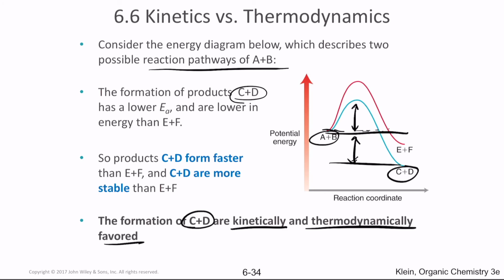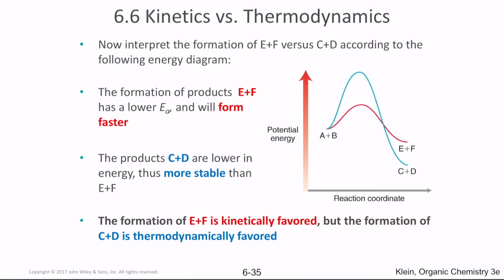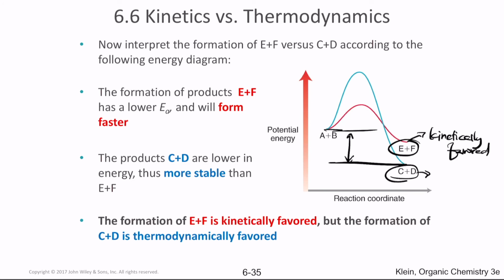But let's take another example where we would see a different concept. Let's say here I have A plus B forming E plus F and A plus B forming C plus D. Now kinetically, if you look at it, E plus F here is kinetically favored, but there is a larger difference in energy between A plus B and C plus D. So which means that C plus D here is thermodynamically favored.